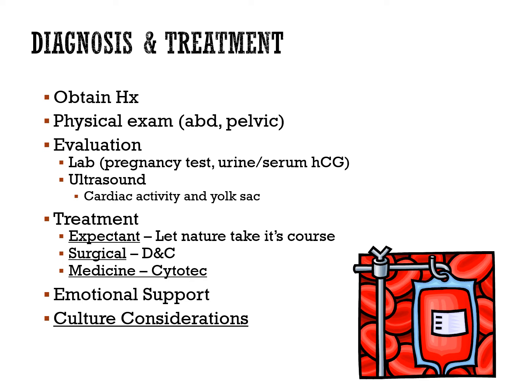Some people do choose to go ahead and have a D&C if their doctor does give that option. Surgical, again, is the D&C, the dilation and curettage, and that's where they dilate the cervix, and they use these little instruments that actually go in and kind of scrape along the lining of the uterus to remove whatever is there. There is medicinal therapies.